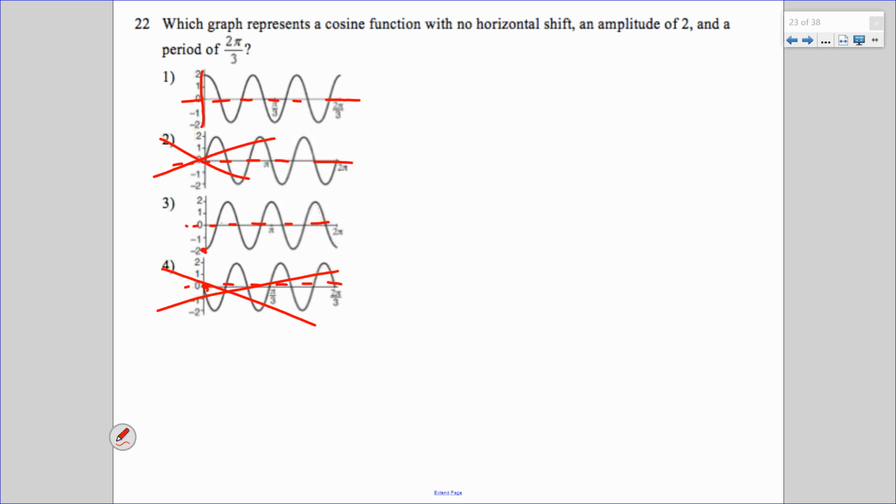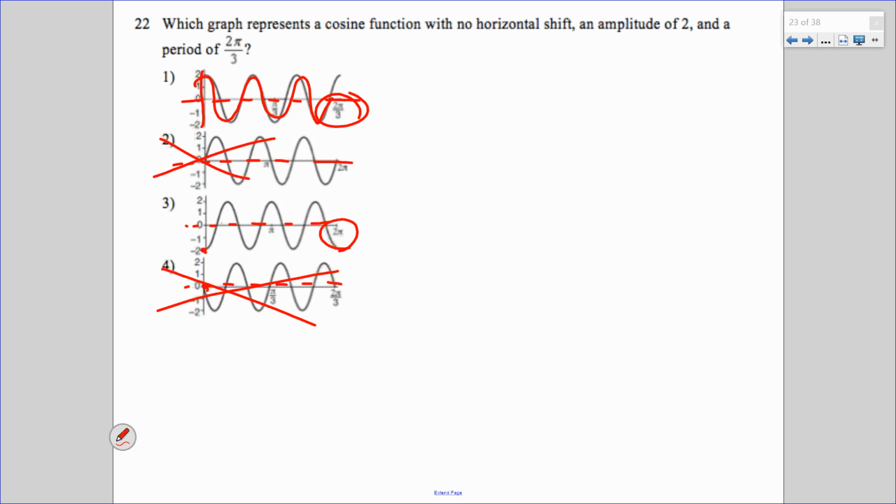So I'm already down to 1 and 3. They both look pretty similar. The only difference is this value here. If the period is 2 pi over 3, that means that one full cycle will be done by 2 pi over 3. In choice 1, is this one full cycle? No, that's like 3 full cycles.